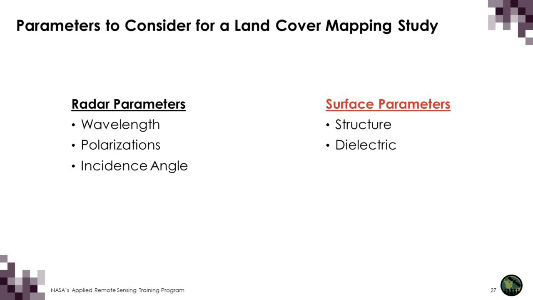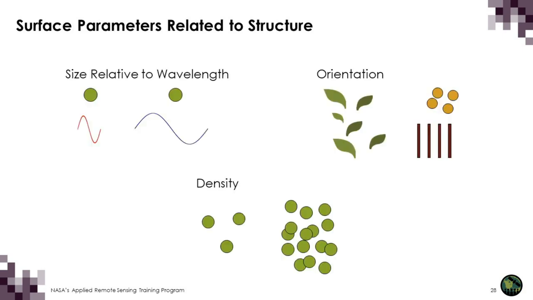So we talked about the radar parameters. Now we'll move on and discuss the surface parameters. So what are the parameters in the surface that influence the signal? Those are dielectric and structure. There are three parameters related to structure: density, size relative to wavelength, and orientation.